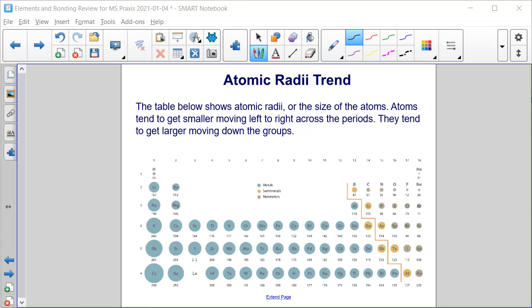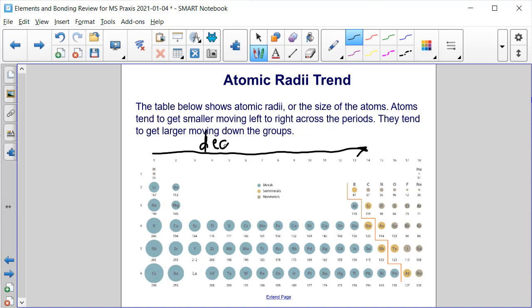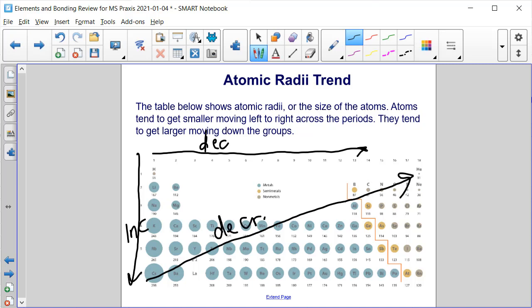So there are a couple of different ways that you can write this on your periodic table as a reference. You could say that from left to right, the atomic radius decreases, and from top to bottom, the atomic radius increases. Or you could just generally say that from this bottom left to this top right corner, in general, you get a decreasing atomic radius.